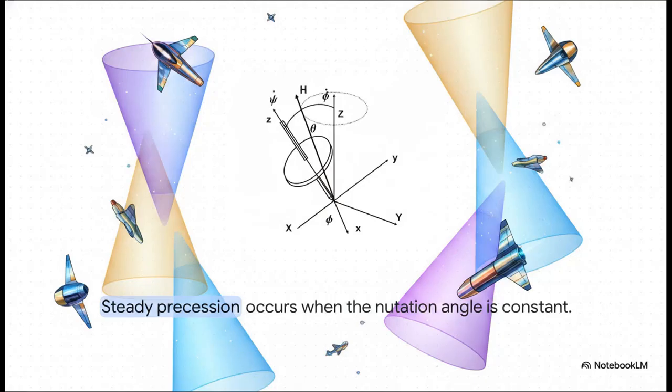But watch what happens when we apply some special constraints. Let's look at steady gyroscopic precession, where the nutation angle remains totally constant.